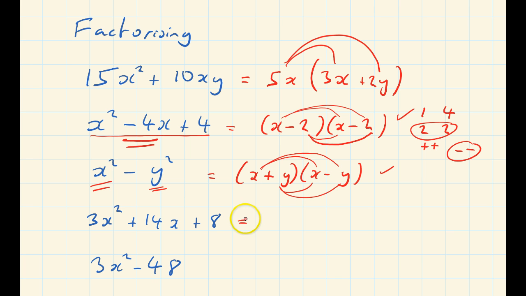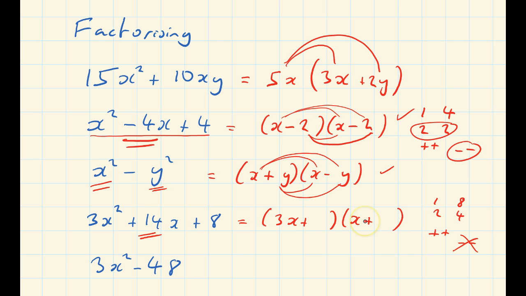Oh, I don't like this one very much because it's got a 3 in front of it. So at least 3 is a prime number, so it can only be 3x times x. I've got to get 8, so that can either be 1 and 8, or 2 and 4, and that's it. It's positive, so they're either both positive or both negative. And since I want 14x, there's no way they're going to be negatives, they're both going to be plus, so I'm going to put that in to start off with.